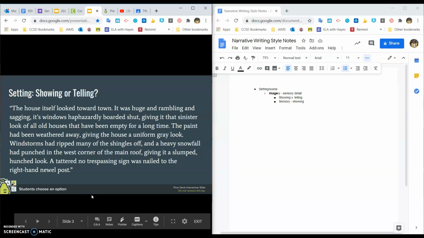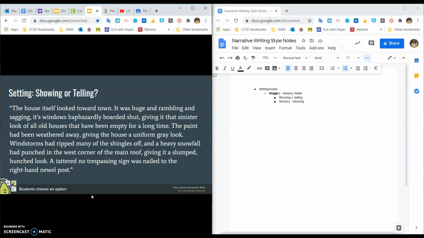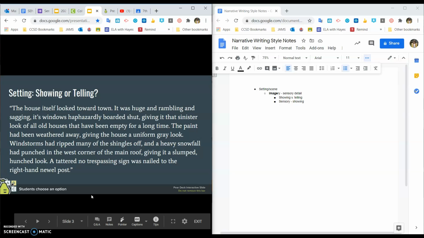The house itself looked toward town. It was huge and rambling and sagging, its windows haphazardly boarded shut, giving it that sinister look of all old houses that had been empty for a long time. The paint had been weathered away, giving the house a uniform gray look. Windstorms had ripped many of the shingles off, and a heavy snowstorm had punched in the west corner of the main roof, giving it a slumped, hunched look. A tattered no trespassing sign was impaled to the right-hand newel post.